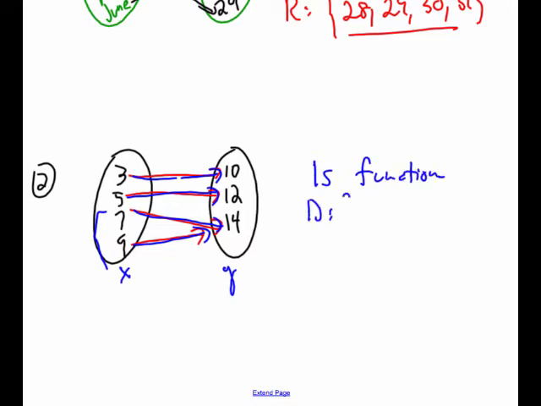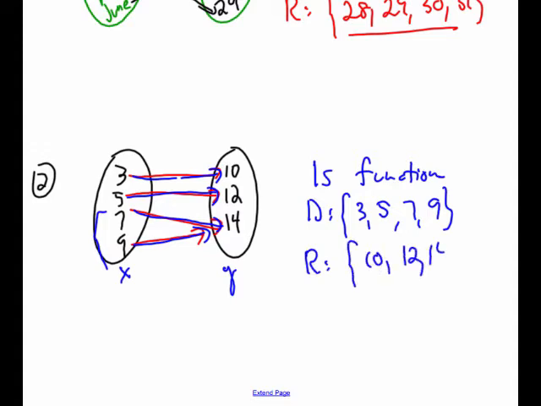And the domain is, let's list the input values, 3, 5, 7, 9. The range is what gets outputted, 10, 12, and 14.